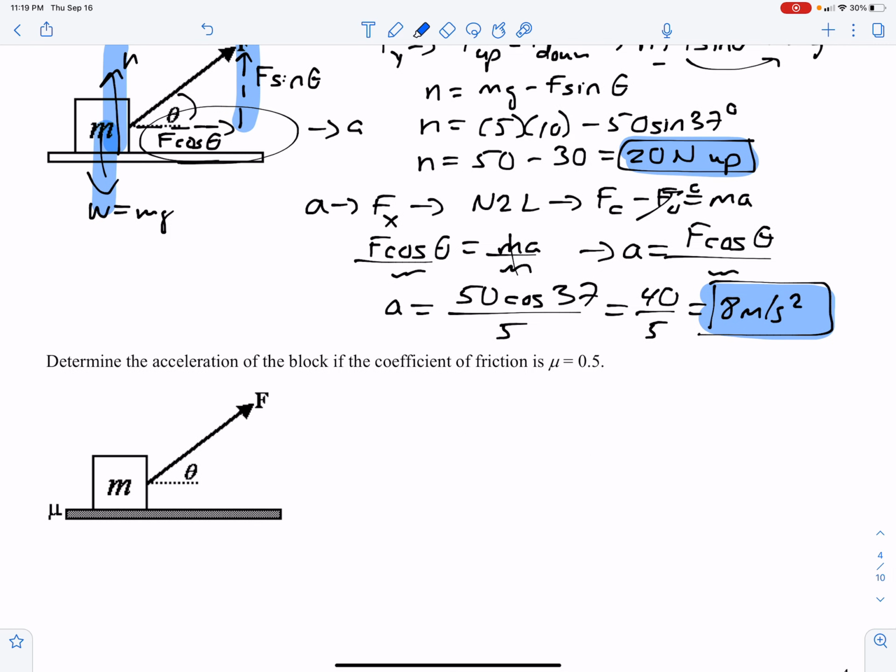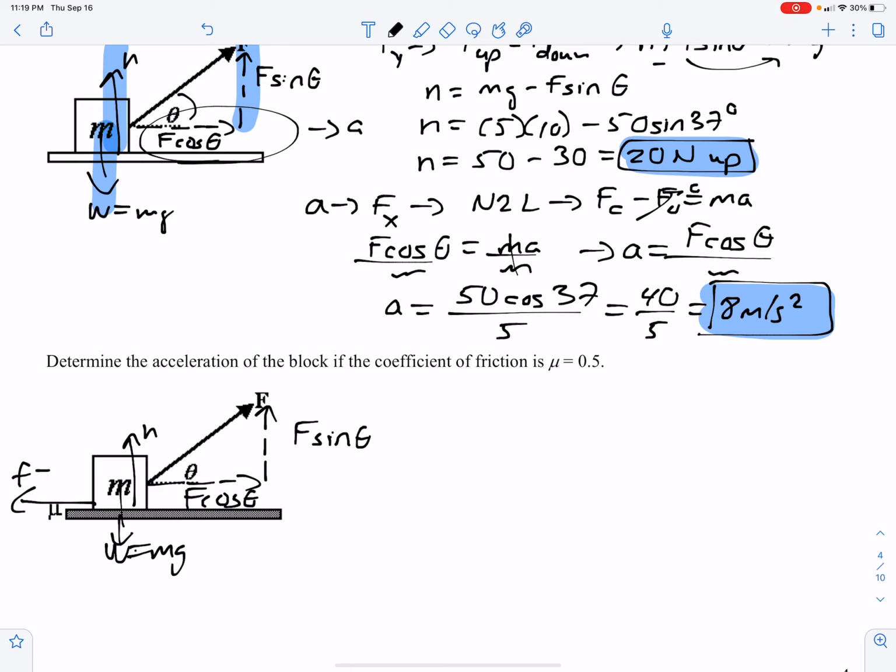Let's repeat the exact same problem. This time, let's include friction. Normal force up. Weight equals mg going down. F cosine theta goes to the right. F sine theta is the vertical component going up. And friction, f_k, goes to the left. Well, your vertical forces are exactly the same.